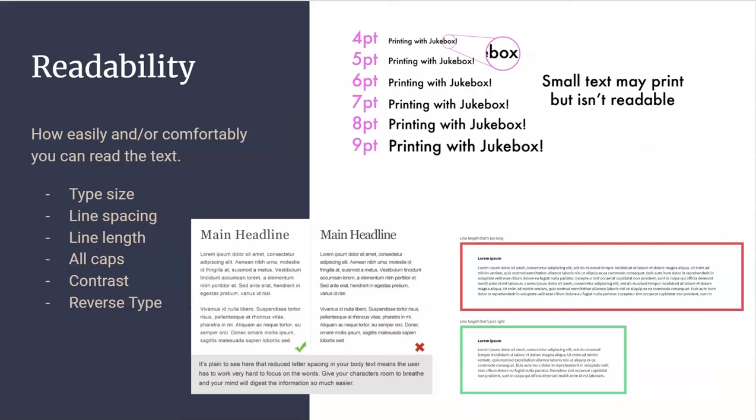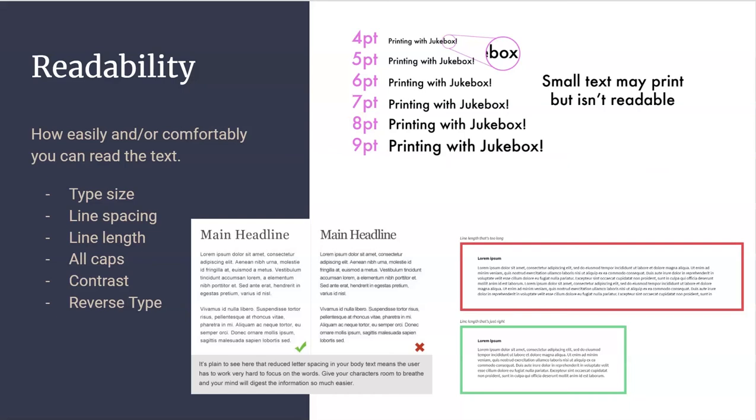Next we have readability. So readability is how easily and or comfortably you can read the text. This can be done by using type size, like in this example here. This is saying that any size can pretty much be printable, but doesn't mean it's readable. I would say that the more readable would be 7, 8, and 9.